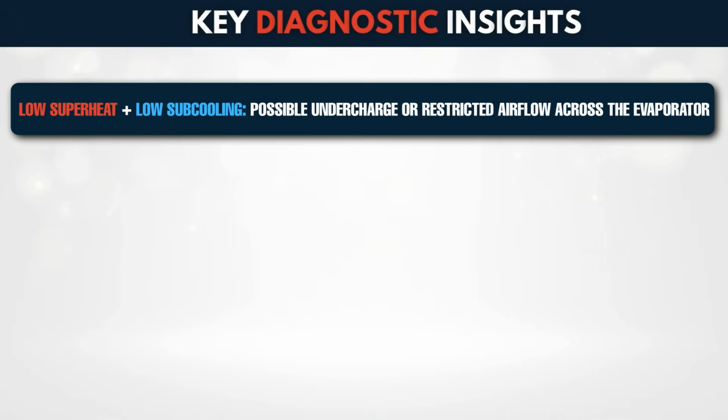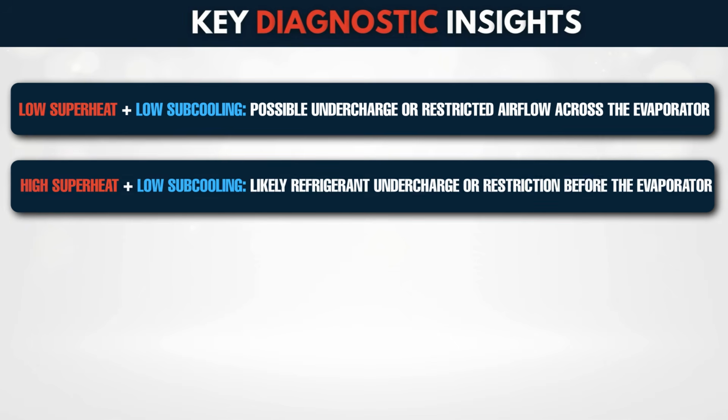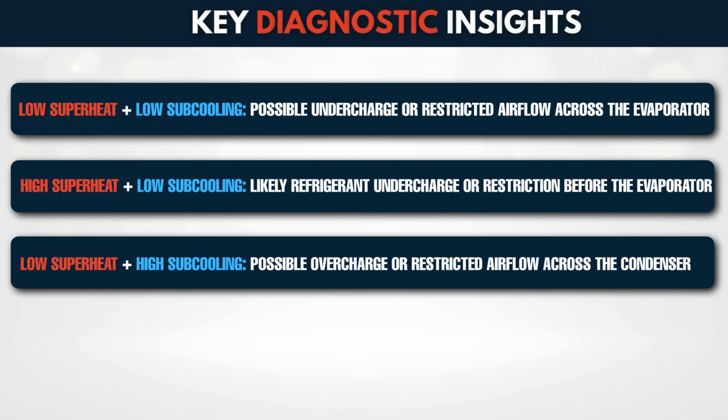Key diagnostic insights. Low superheat plus low subcooling: possible undercharge or restricted airflow across the evaporator. High superheat plus low subcooling: likely refrigerant undercharge or restriction before the evaporator. Low superheat plus high subcooling: possible overcharge or restricted airflow across the condenser. Knowing these patterns can save hours of guesswork during service calls.